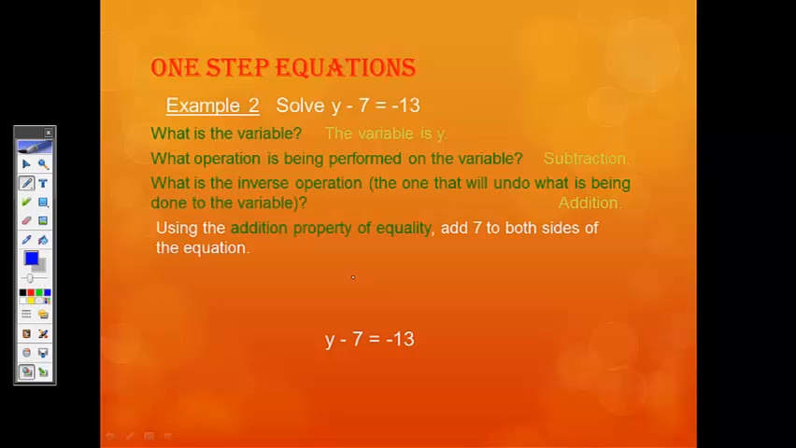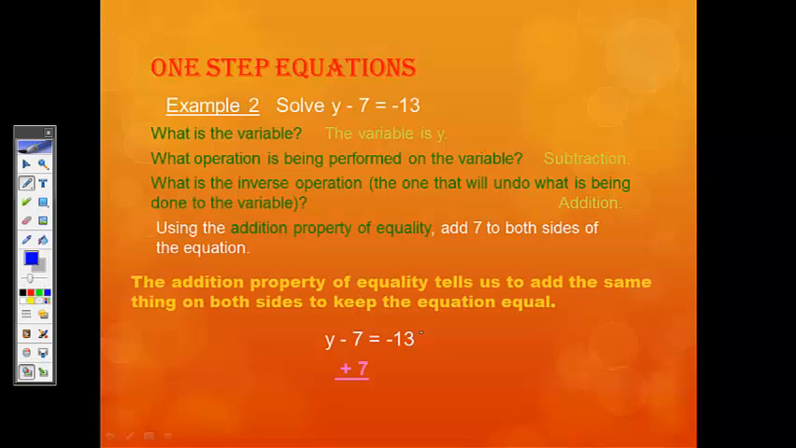Okay? So here it is. So we are going to go ahead and add 7. Instead of subtracting 7, we are going to add 7 on both sides of the equation. And the 7's cancel, and I'm left with y is equal to negative 6. Okay, so once again, the variable here is y. The operation being done on the variable is subtraction. We need to make sure we do the inverse operation, which is addition. So instead of subtracting 7, we are going to add 7.